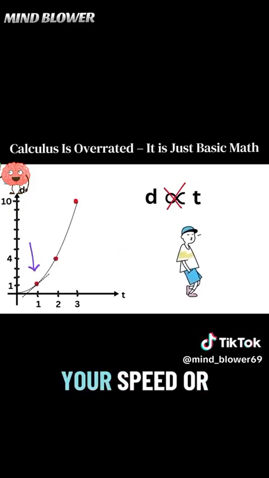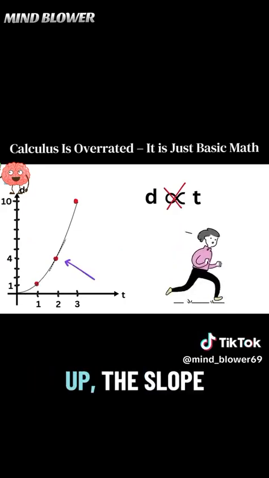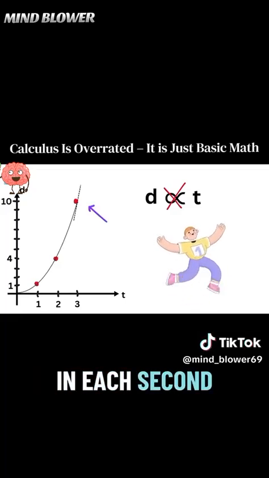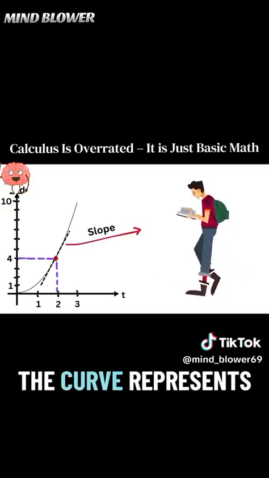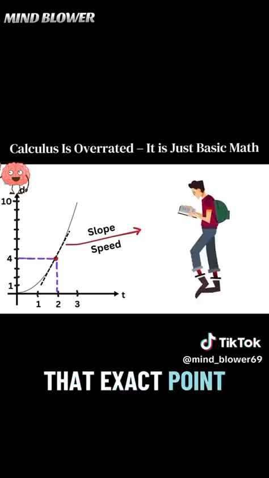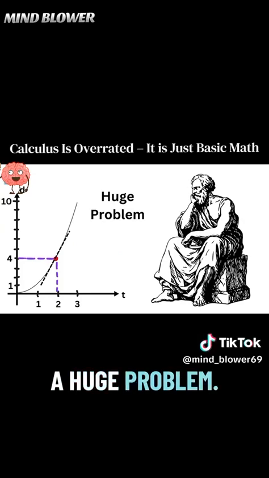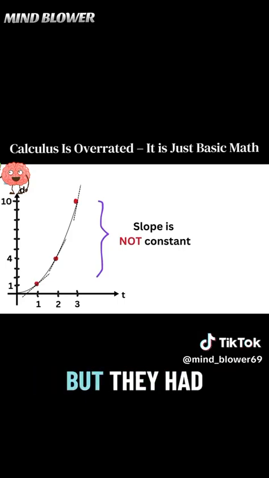At the start, your speed or the slope is small because you're running slowly. As you speed up, the slope becomes steeper, showing that the distance you cover in each second is increasing. Therefore, at any given moment, the slope of the curve represents your speed at that exact point in time. Back in the 1600s, this was a huge problem. The slope wasn't constant anymore. People could draw the curve, but they had no idea how to calculate the slope at any specific point on it.